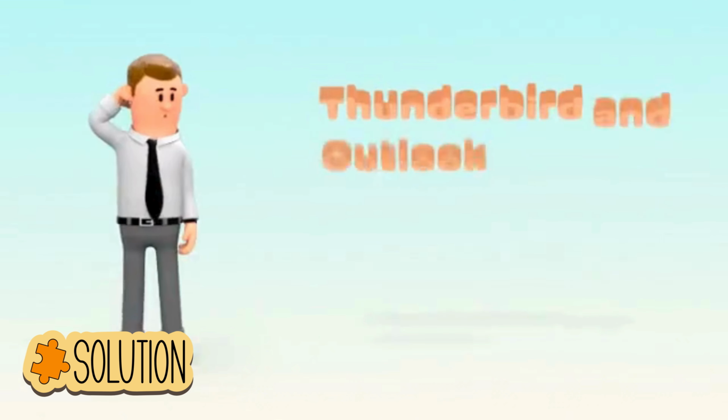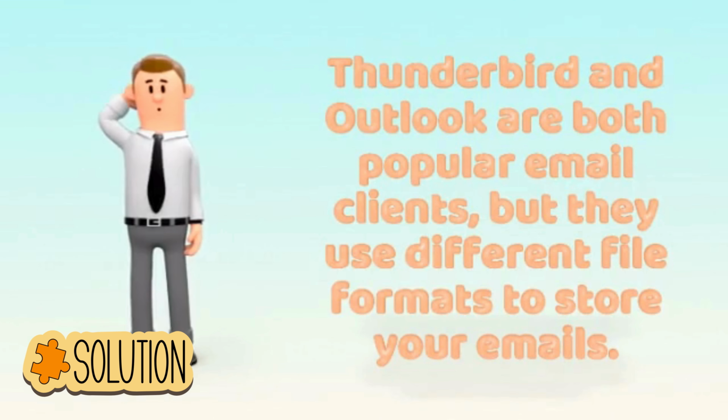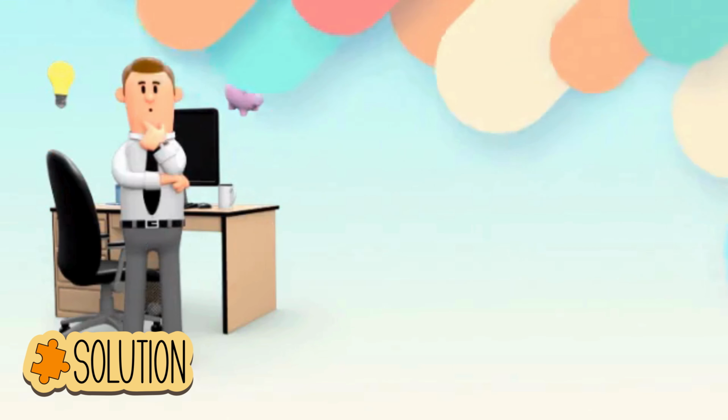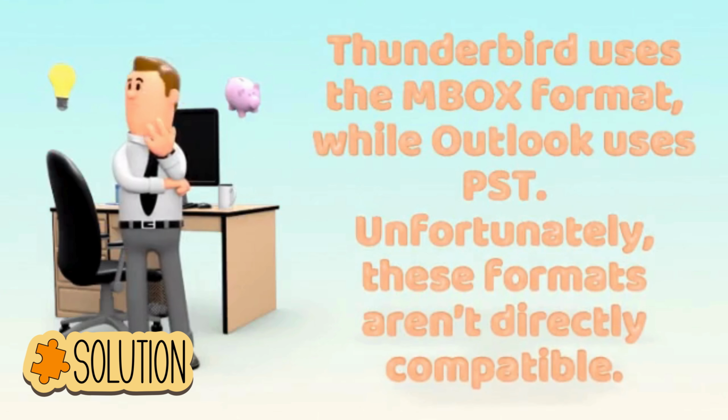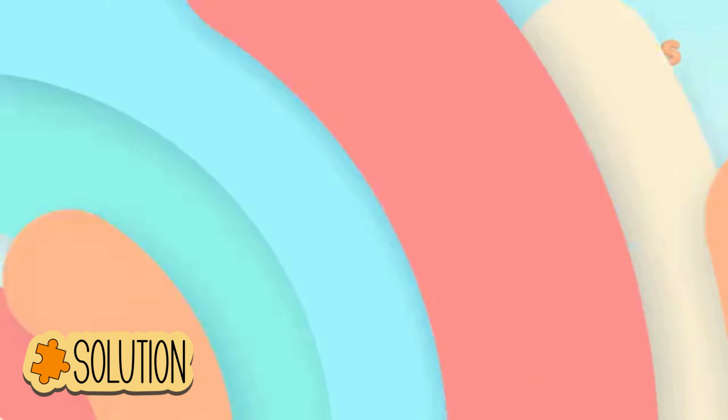Thunderbird and Outlook are both popular email clients, but they use different file formats to store your emails. Thunderbird uses the MBOX format, while Outlook uses PST. Unfortunately, these formats aren't directly compatible. But don't lose hope. There are solutions to this problem.